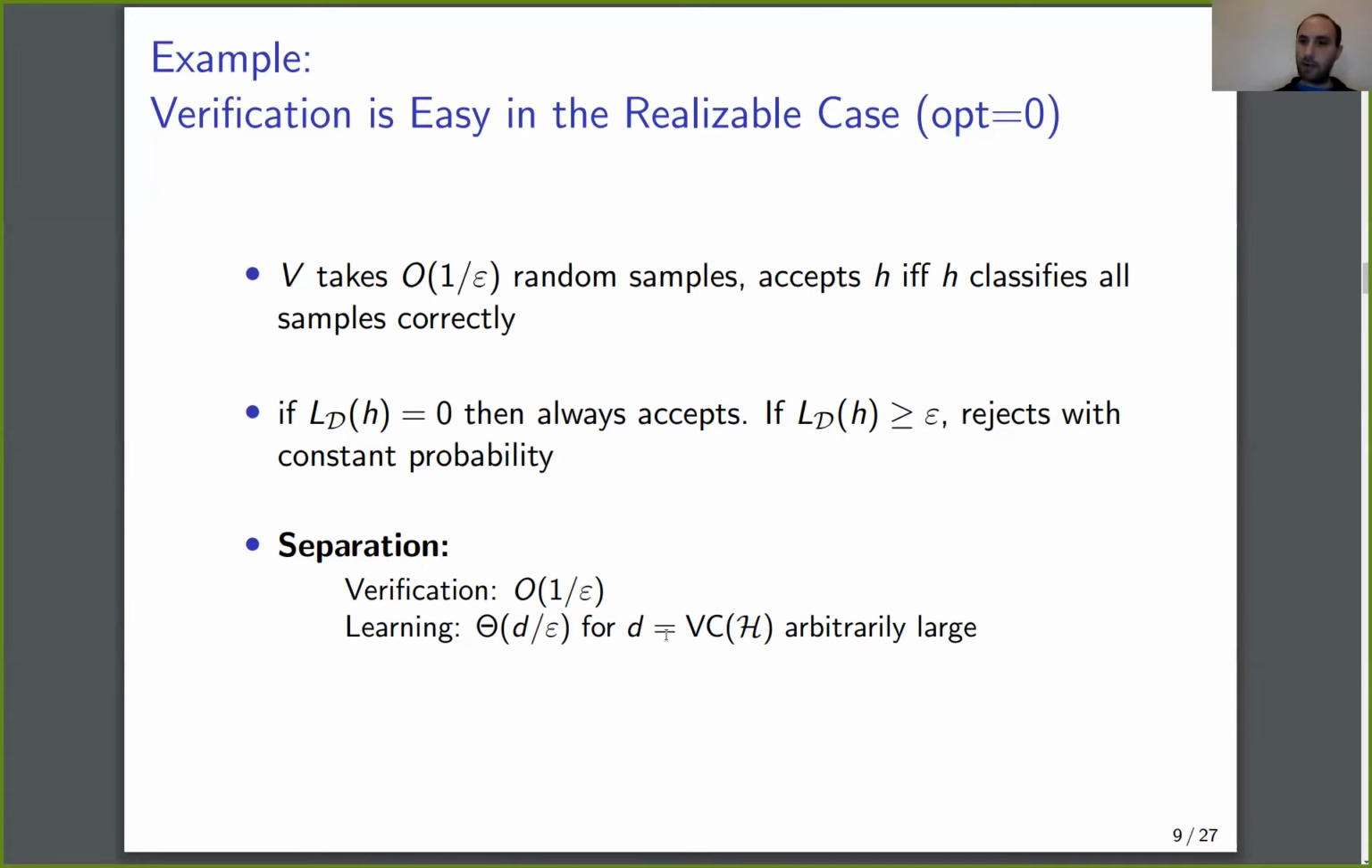And this VC dimension is unbounded. It could be an integer as large as we like. And so this basically means that the gap between learning and verifying can be unbounded, at least in the realizable case. So that's a nice, encouraging result that shows that maybe we could get nice separation results like this, but it's not very surprising for the realizable case.